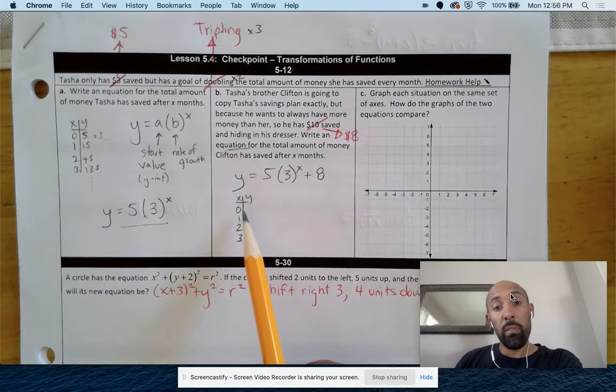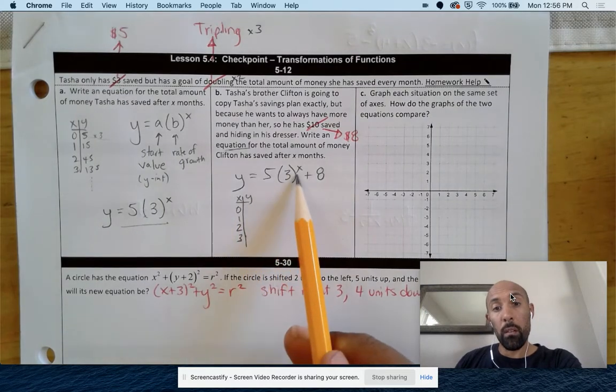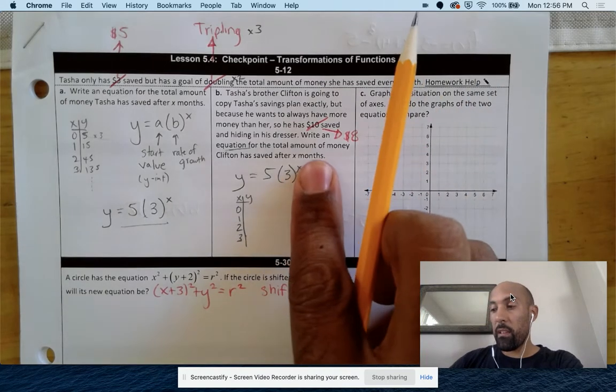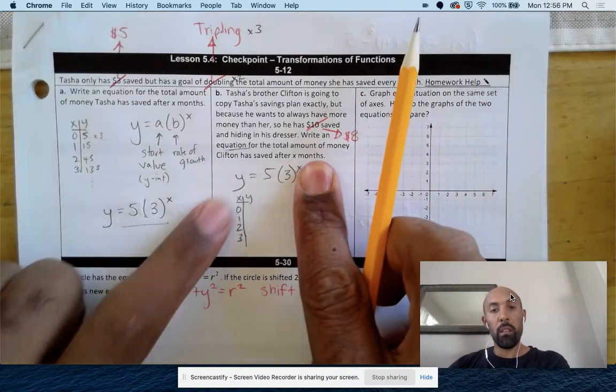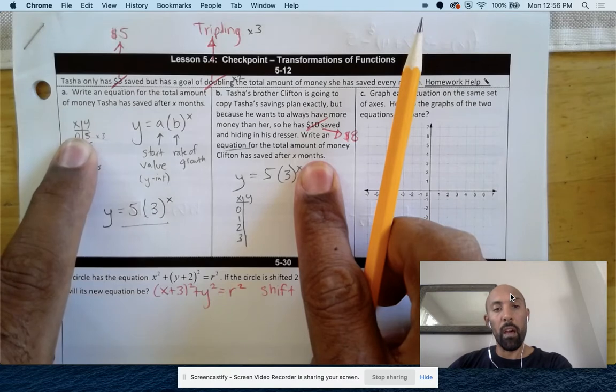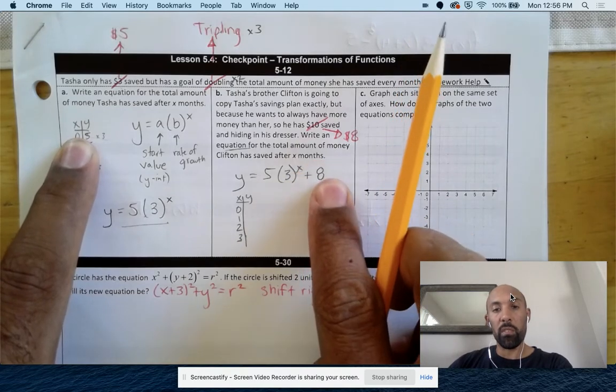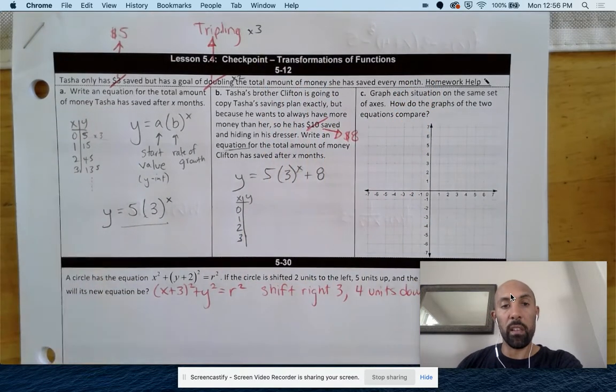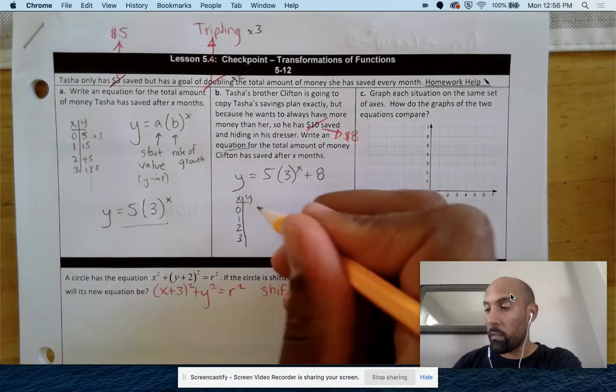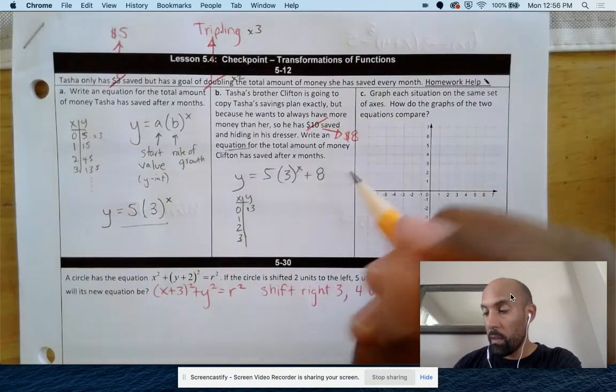And if I plug in 0 here, what would I get? Well, I would get the same thing. If I plugged in 0 here, I would get the same thing I get over here, 5. The only difference is now I'm going to add 8. So basically, I take this number and add 8 to it. So 5 plus 8, 13.